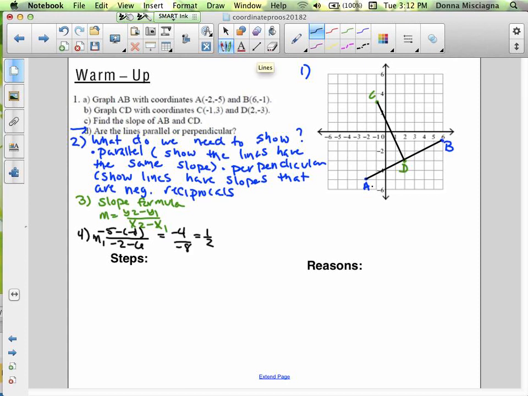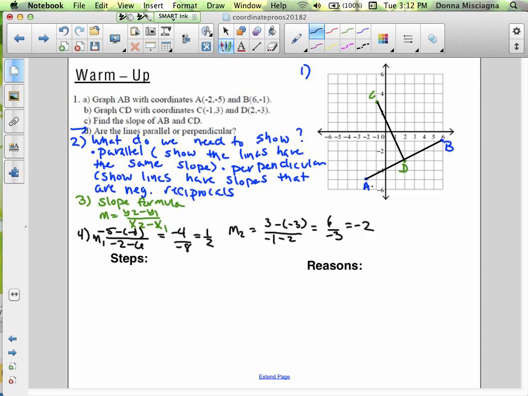Let's do the same thing. Let's find the second slope, and that's going to be the slope of CD. I'm just going to go in order. So 3 minus a negative 3 divided by negative 1 minus 2. So 3 minus a negative 3 is the same as 3 plus 3. So that would be 6. Negative 1 minus 2 would be negative 3, and then that reduces to negative 2.